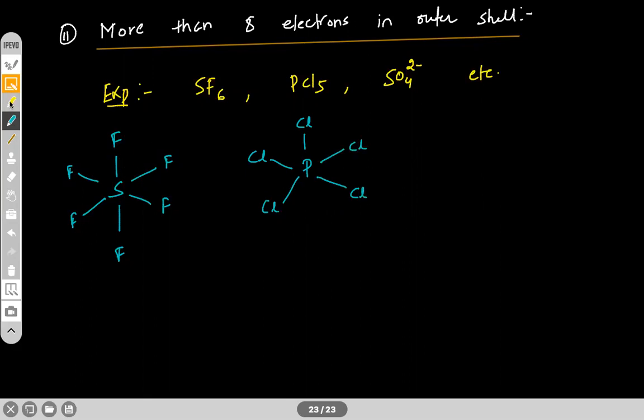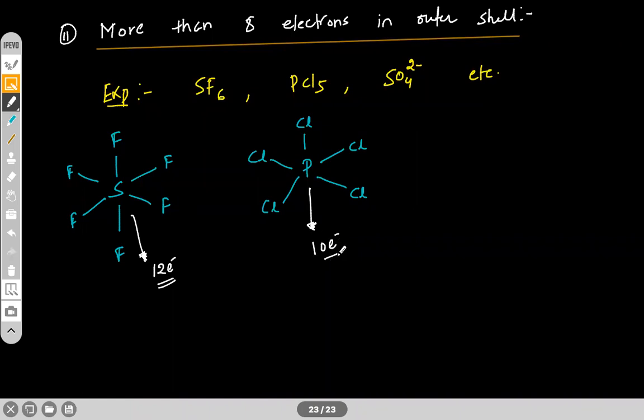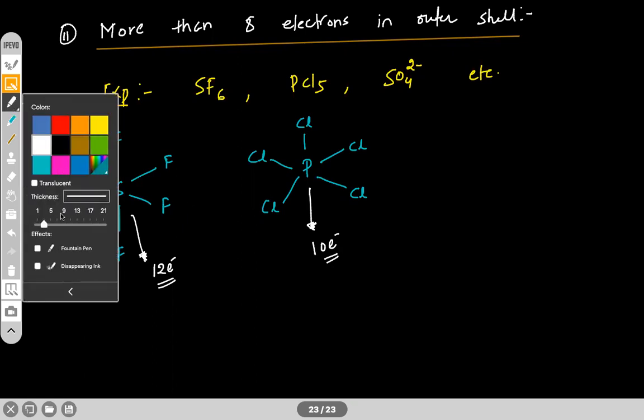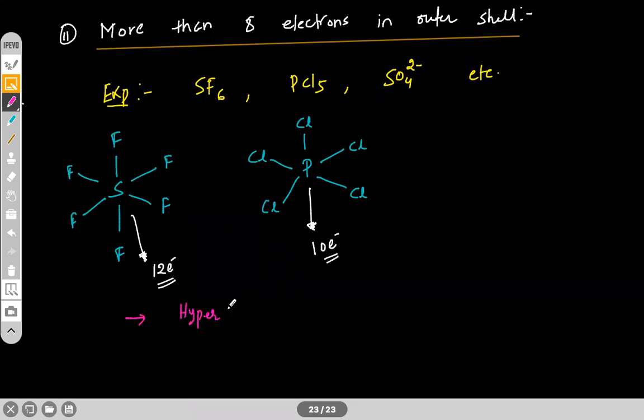So all these molecules, you see the number of electrons this sulfur has, if you count, each bond has 2 electrons. There are 6 bonds, so there are 12 electrons for the sulfur atom. For phosphorus, we have 10 electrons. So we can see there are molecules which have more than 8 electrons, but still they are stable. This kind of molecule which has more than 8 electrons but is stable, we call it a hypervalent molecule.